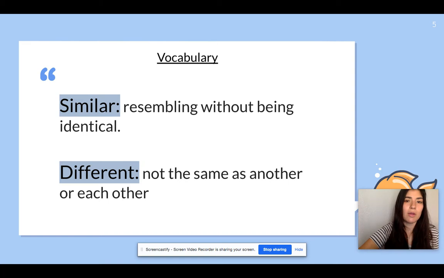Let's go over some vocabulary words. We have similar and different. Now, similar means resembling without being identical. And different is not the same as another or each other.